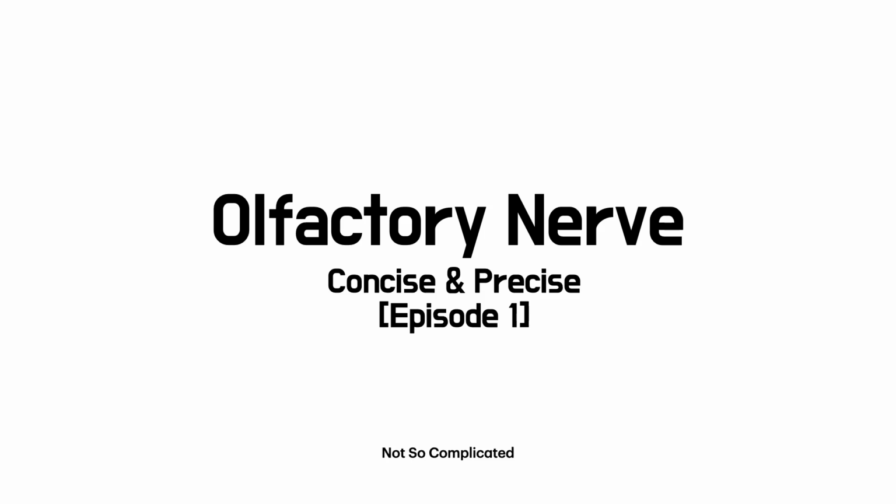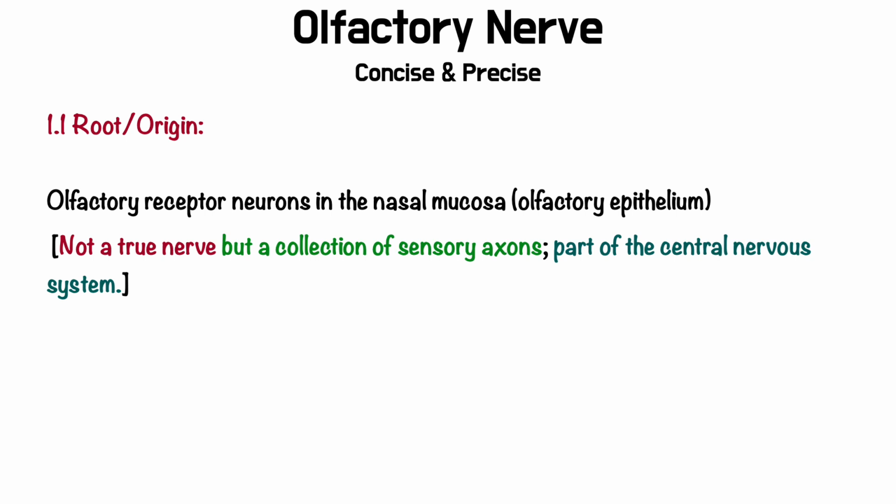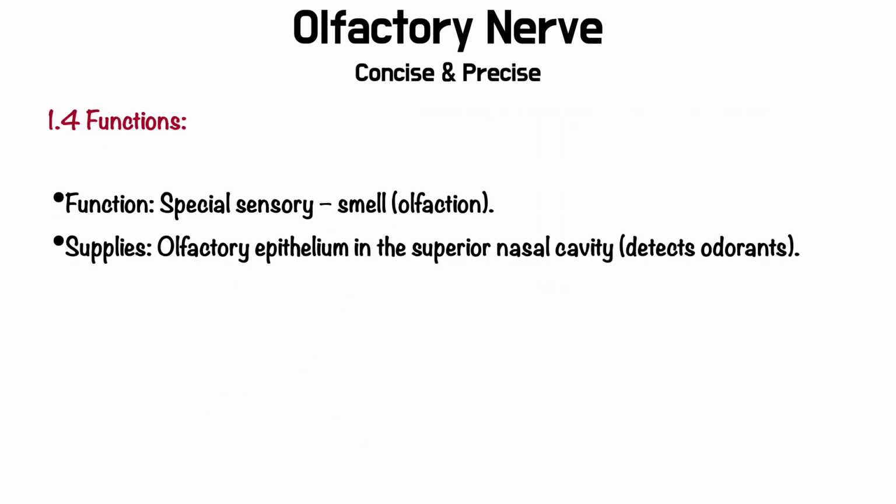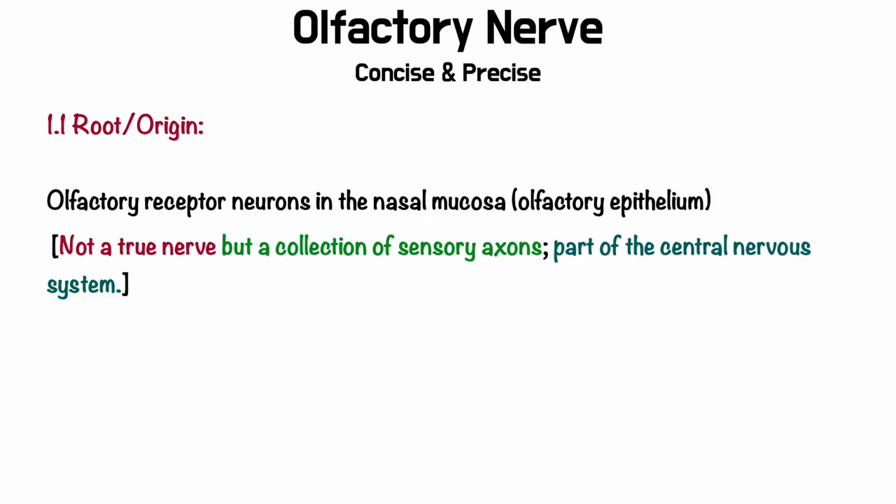We are doing neuroanatomy, and within that, we are doing cranial nerves first. So, this is olfactory now. We'll be talking about root and origin of the nerve, course, branches, functions, and lesions. So, let's begin without further delay.